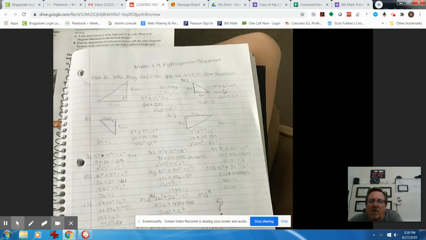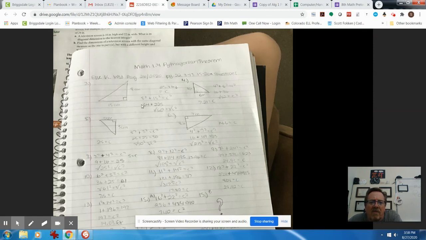If we look at number four, with a triangle that's got sides of 4 and 6, you've got 4 squared and 6 squared equal to c squared. That's great. 4 squared is 16, 6 squared is 36, and if you add those together, you get 52. So you've got 52 is equal to c squared, and in order to get c by itself, you take the square root of 52, and you get 7.2, which is really good.